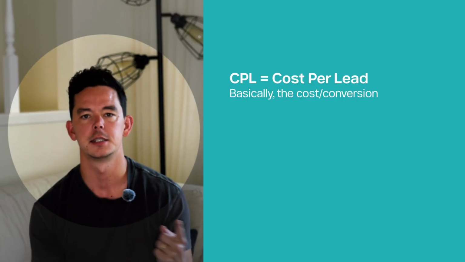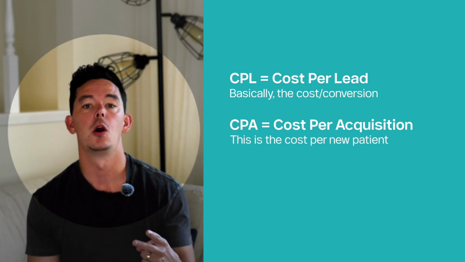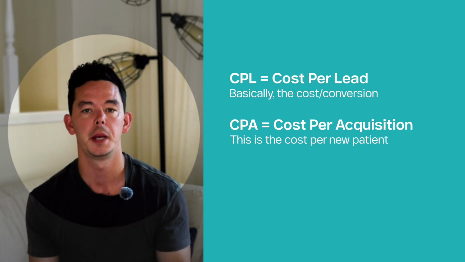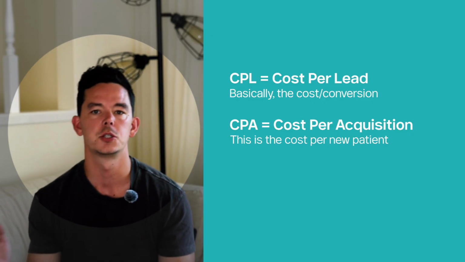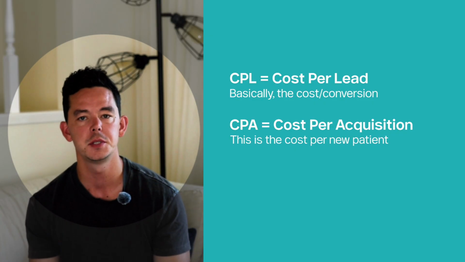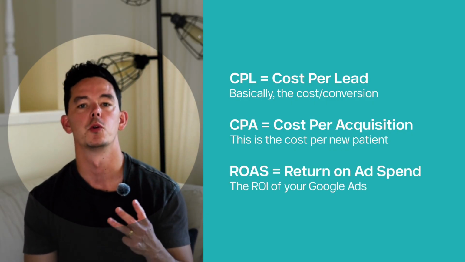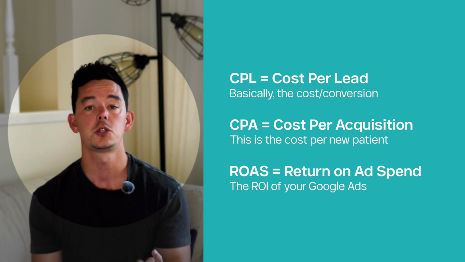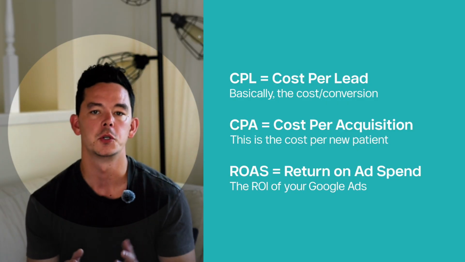When it comes to understanding if your ads are actually performing, there's three key metrics I want you to pay attention to. CPL, or cost per lead, that's essentially the cost per conversion that we had talked about. CPA is the cost per acquisition, or cost per new patient, because not every lead is going to become a new patient, and some campaigns are going to be more effective than others, and some types of services are going to be more effective than others. And then your ROAS, or return on ad spend. This is essentially going to tell you what kind of ROI you're generating from Google Ads.